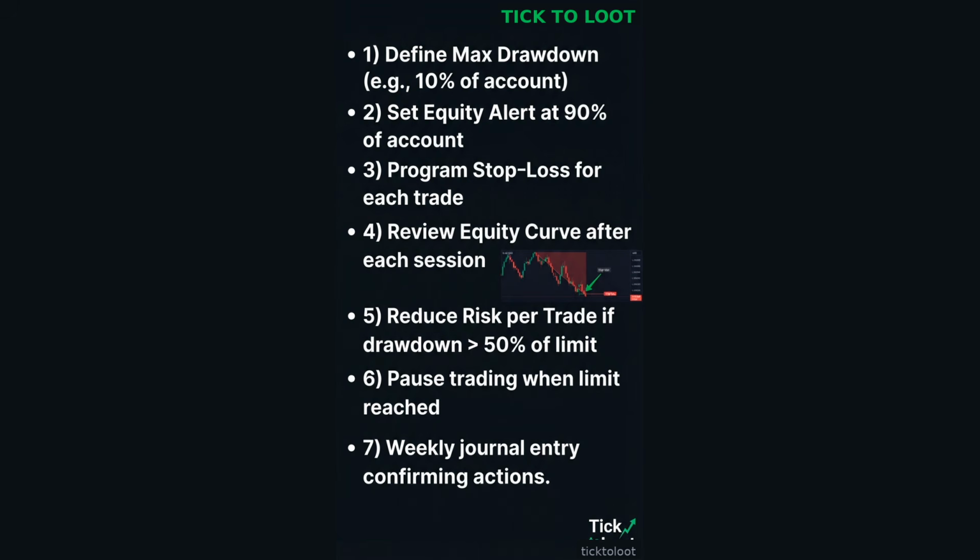Before you click enter, decide the price where you will automatically exit a losing position. Use the same risk per trade you calculated earlier. For example, $50 on a $5,000 account. 4. Review the equity curve after each session.